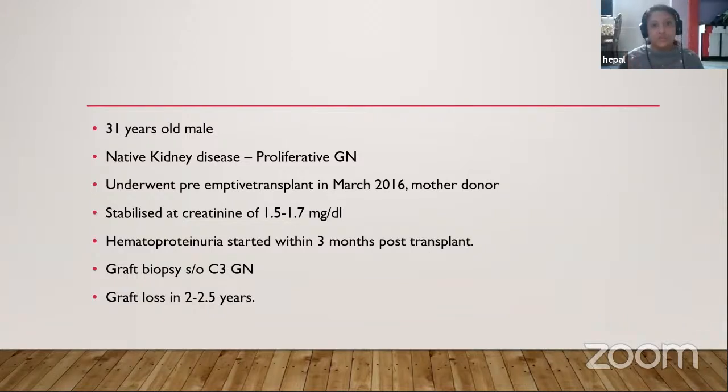look for those issues. So here we have a 31-year-old male whose native kidney disease was a biopsy-proven chronic proliferative glomerulonephritis. He underwent a preemptive transplant in March 2016 with his mother as the donor. He stabilized at a little higher creatinine of 1.5 to 1.7 milligram per deciliter. The induction agent was solumedrol and basiliximab, and the maintenance immunosuppressants were standard Visalone, tacrolimus, and mycophenolate mofetil.